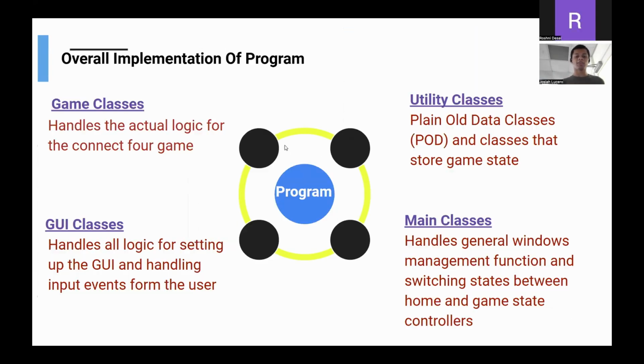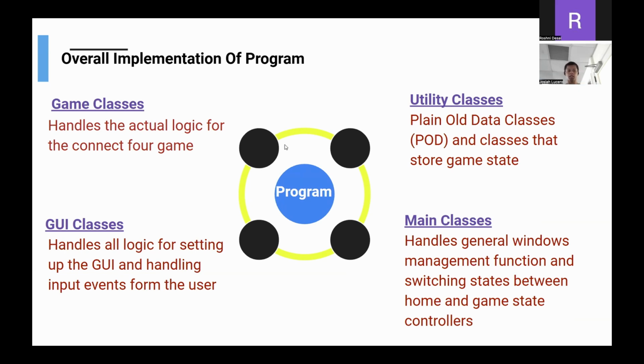Now let's move on to the implementation. Generally, we split up the implementation of the program into four sections, starting off with the main class. As you saw in the live demo, you had the home screen where the user can input game settings for the game they want to play, and then the game screen where you actually play the game. The main class is where the main function is and handles the switching between that game GUI and the home GUI.